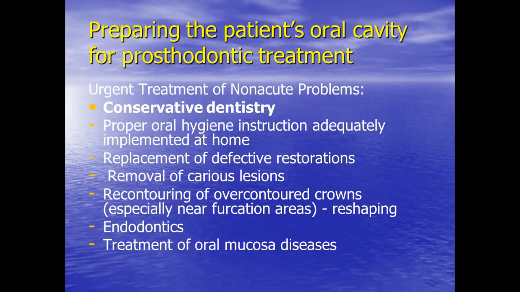Bad fillings, carious lesions, also recontouring of over-contoured crowns, okay, or reshaping, improving the shape of the teeth which are antagonists of our future crowns and bridges. Endodontics, root canal treatment in case that we need it, in case that we are afraid to damage the pulp of the tooth in preparing this tooth for an artificial crown. Treatment of oral mucosa diseases, especially in the place which will be after this our prosthetic bed.